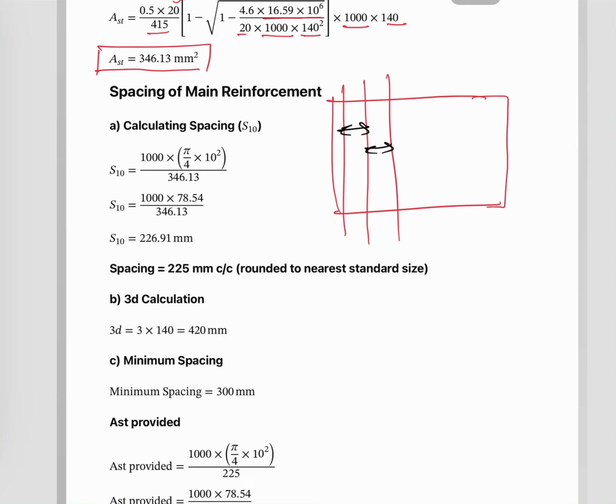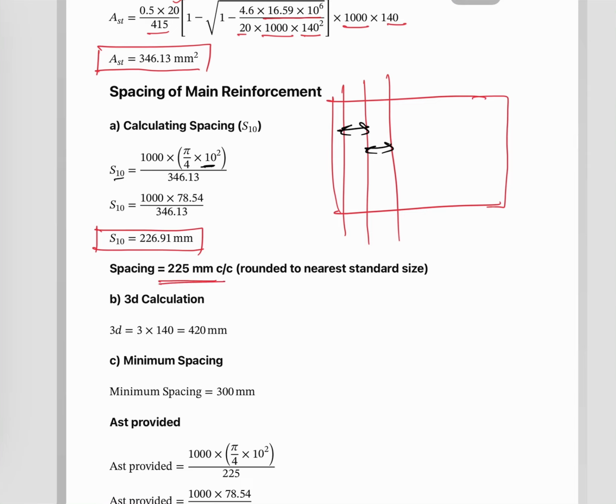So to calculate that, we have the formula S equals 1000 into pi by 4 into diameter square divided by Ast, where the diameter is 10 because we are providing 10 mm diameter bars, and the area of steel is 346.13. So the spacing between the bars comes to 226.91. We are considering it as 225 mm.